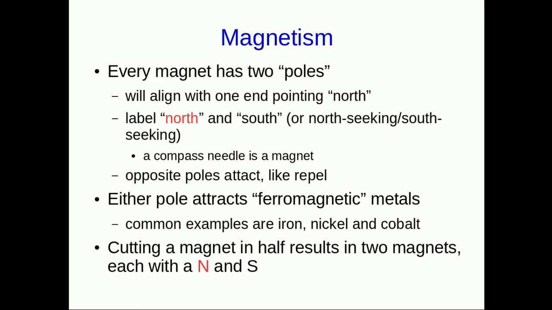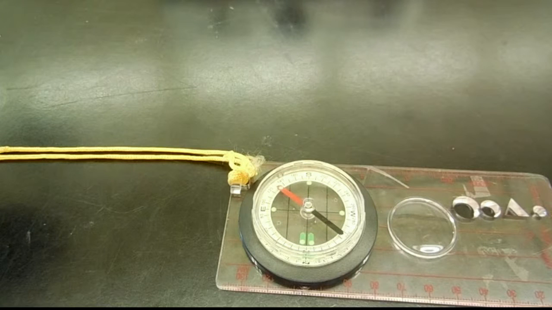Now, something you may not have seen is that if you take a magnet and cut it in half, you will not get one magnet which is north-seeking and one magnet which is south-seeking. You'll get two magnets, and each of them will have a north pole and a south pole. I'd like to show you cutting a magnet in half. I don't have any cheap disposable magnets, but I've got lots of nails. And if you've got nails and magnets, you can make as many more magnets as you want.